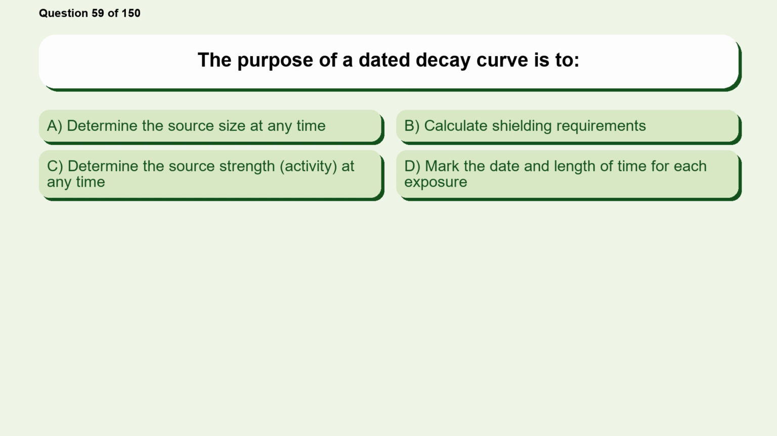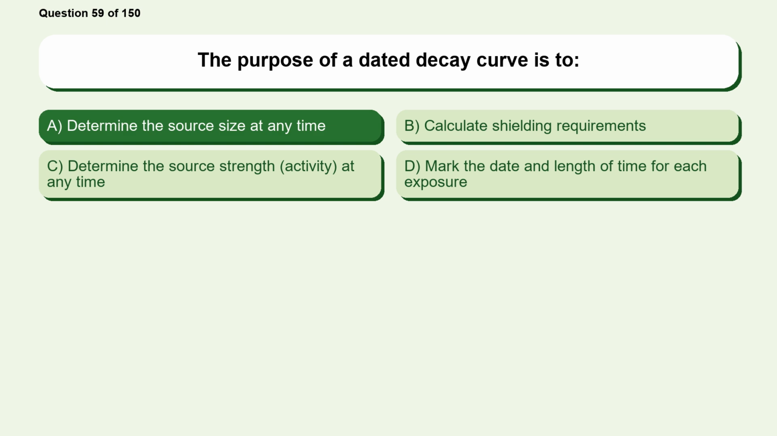Question 59. The purpose of a dated decay curve is to: Option A, determine the source size at any time. Option B, calculate shielding requirements. Option C, determine the source strength, activity, at any time. Option D, mark the date and length of time for each exposure. The correct answer is option A, determine the source size at any time.